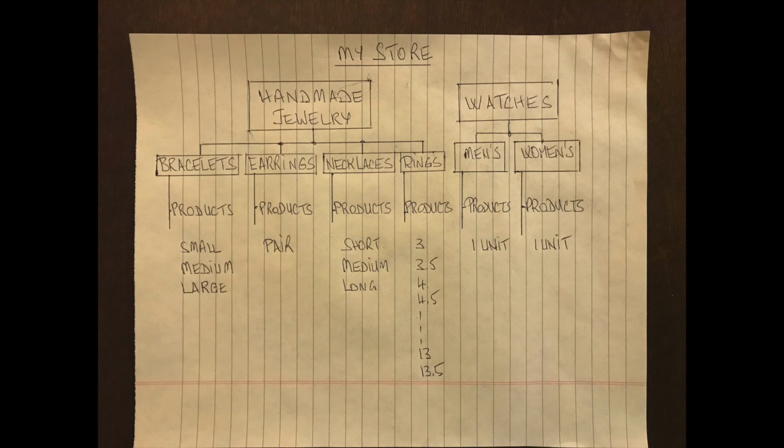For earrings, let's have one variety, pair. And for rings, varieties could be a long list of sizes, like 3, 3.5, 4, 4.5, and so on, until 13, and 13.5. For other products, they could be different colors, like black, brown, red, orange, yellow, and others.